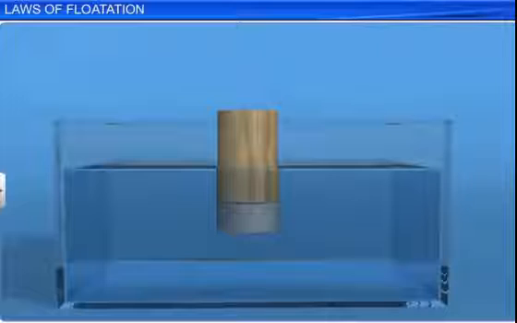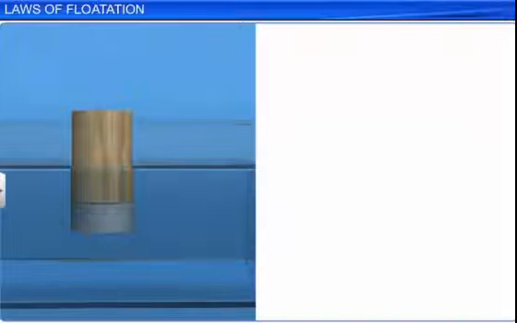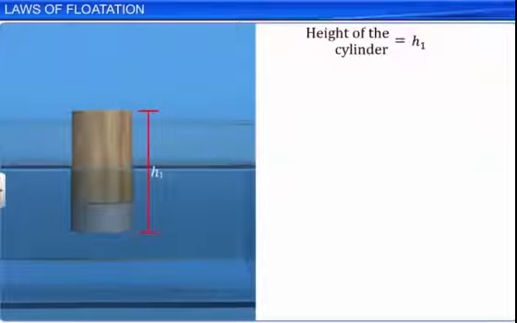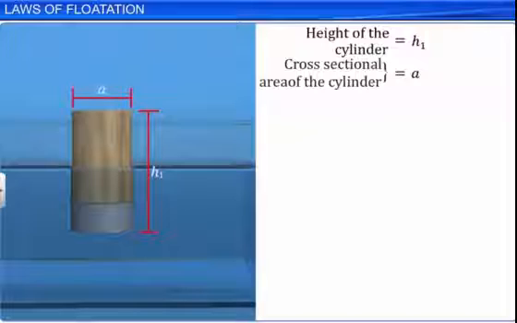Let us now derive a mathematical expression for the laws of flotation. Consider a cylindrical body with height h1 and cross-sectional area A, floating in a liquid to a depth of h2.